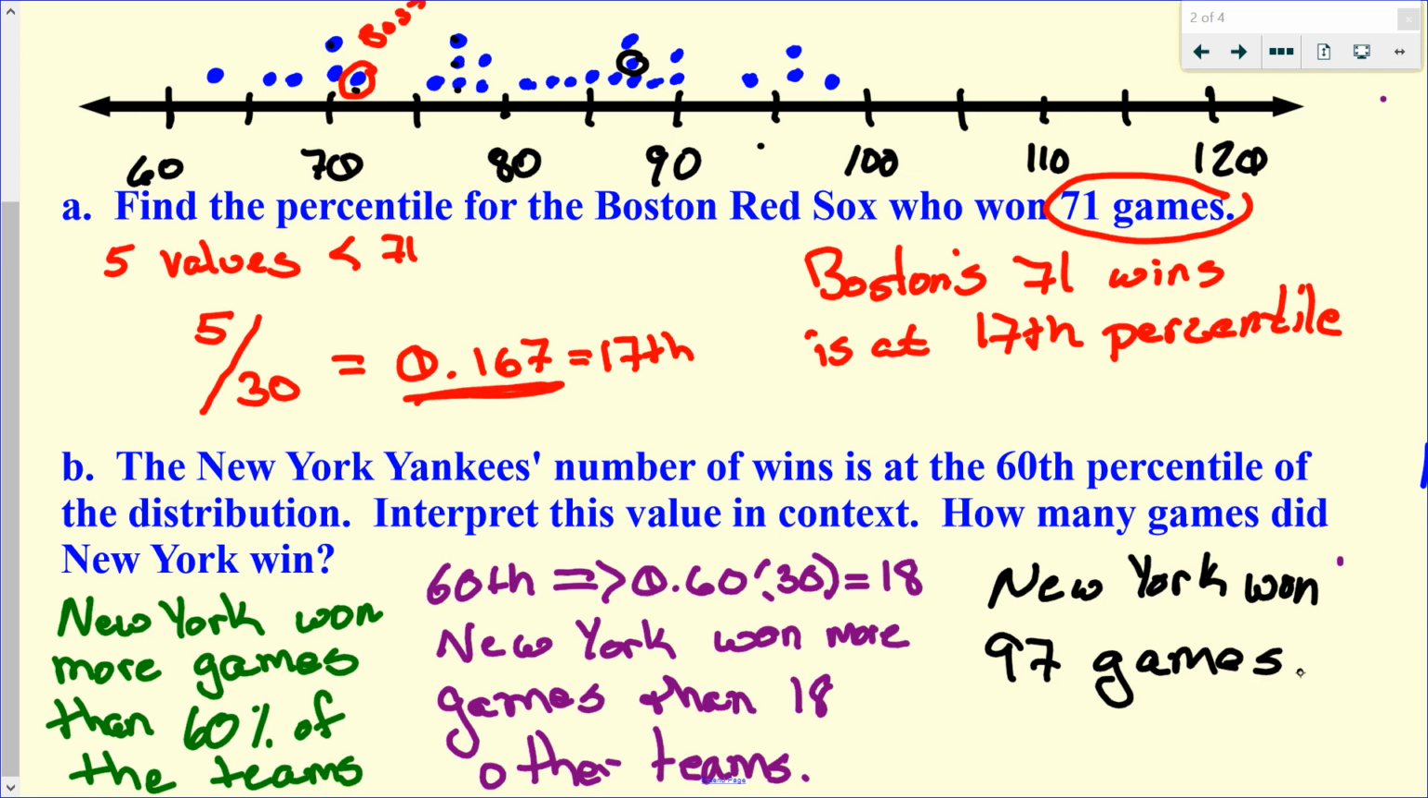And just to recap and break that down, the 60th percentile alone was able to tell us that they won better than 60% of the teams. But since we know how many teams there were overall, we were able to show that there were 18 teams with fewer wins than New York. And because we have the actual data in the dot plot, we were able to count it out to determine that New York won, oh, I'm sorry, it's not 97. That is 87. I misread my scale. But we were able then to see that it was 87 games.